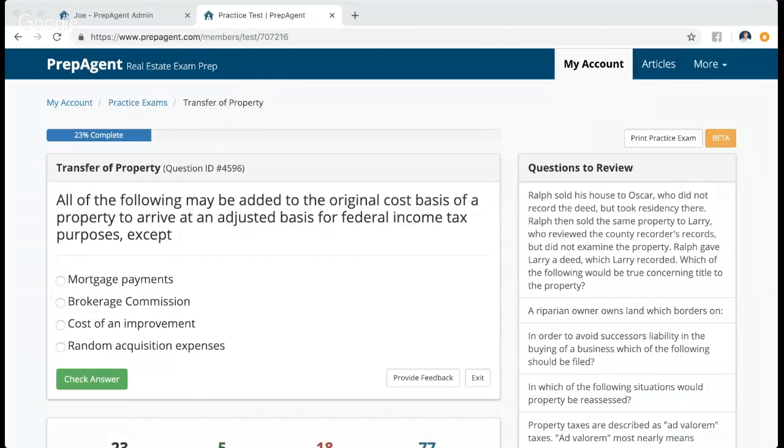And what is a bill of sale used for? What do you guys think? What is a bill of sale? Bill of sale is for personal property. Good.